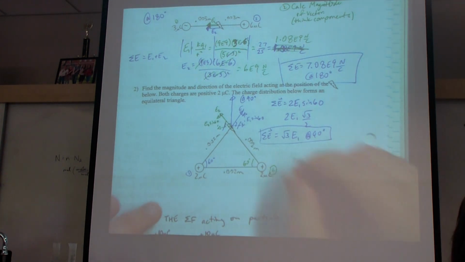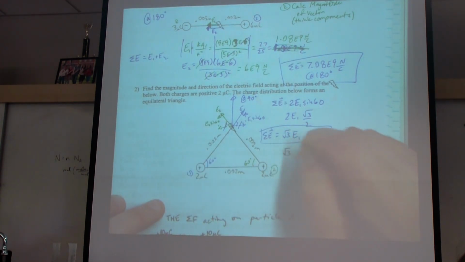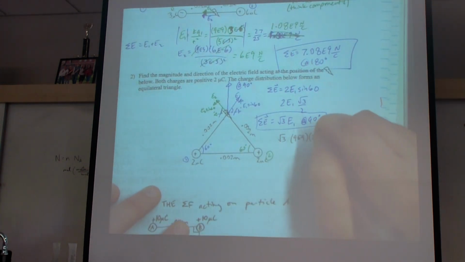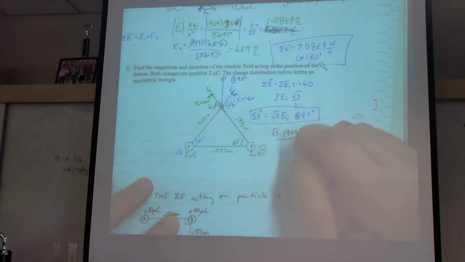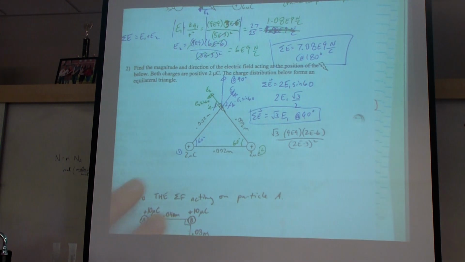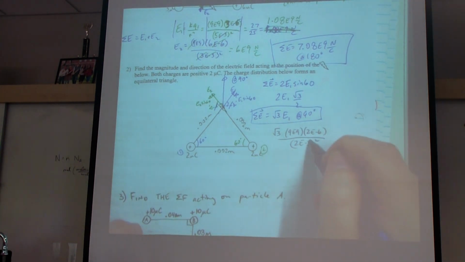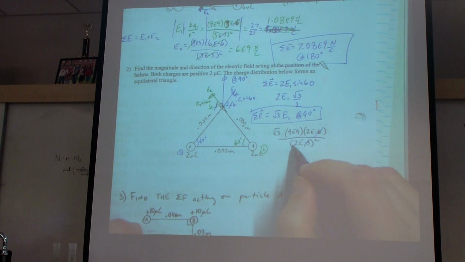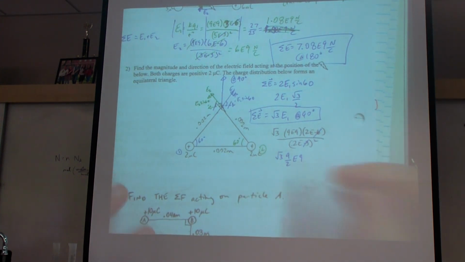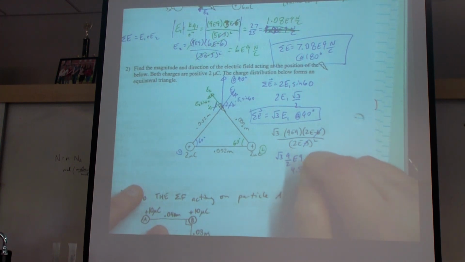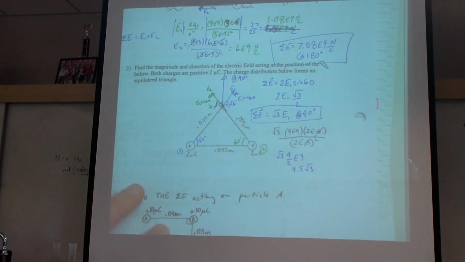E1 or E2, either way you do it, is, so we have root 3 times 9E9, that's K, times Q, 2E negative 6, divided by R squared, that's 2E negative 3 squared. See, that cancels with that when you square it. 2 squared is 4, 2 over 4, that's 2 on the bottom, so I get root 3 times 9 over 2, E9. We could just say 4.5 root 3, or I'll just turn it all into a decimal.